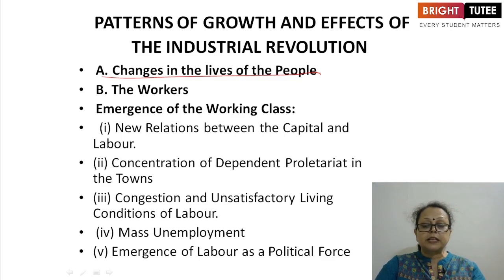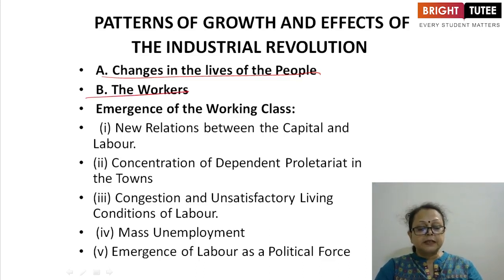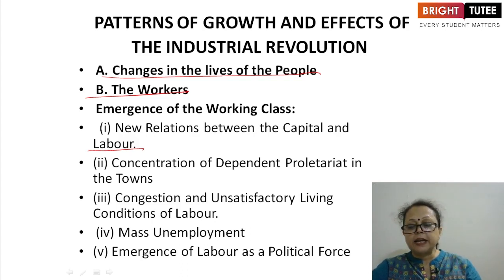Now coming to discuss the condition of workers. What happened to the workers? This is the emergence of the working class and new relations between capital and labor. A new type of relation developed. One of the most serious results of the Industrial Revolution and its product, the factory system, was the emergence of a new relation between capital and labor, between the employer and the employee.